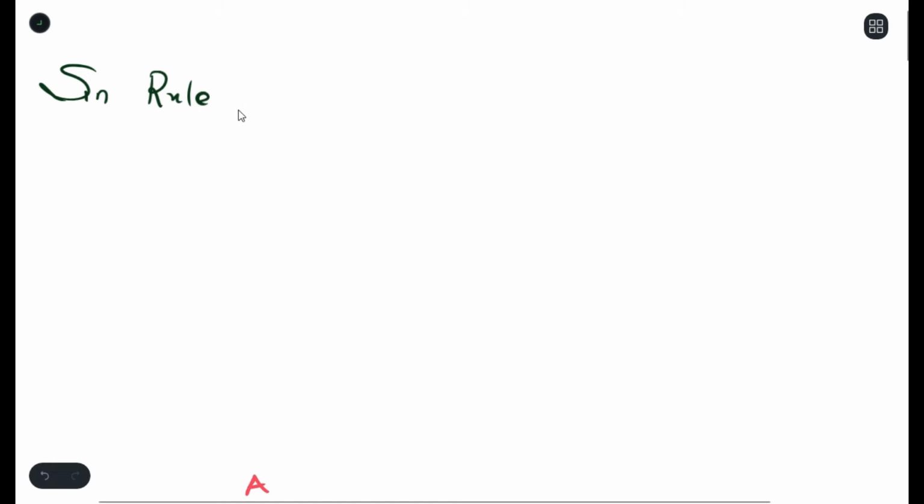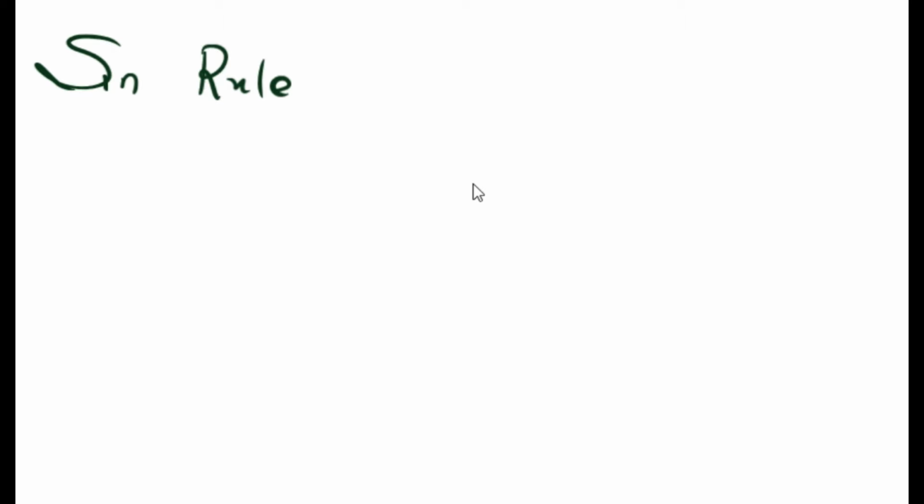Okay, so let us talk about sine rule. Sine rule is the first way in which you resolve triangles, in which you find angles or you find sides of triangles. So if I have, let's look at an example like this.